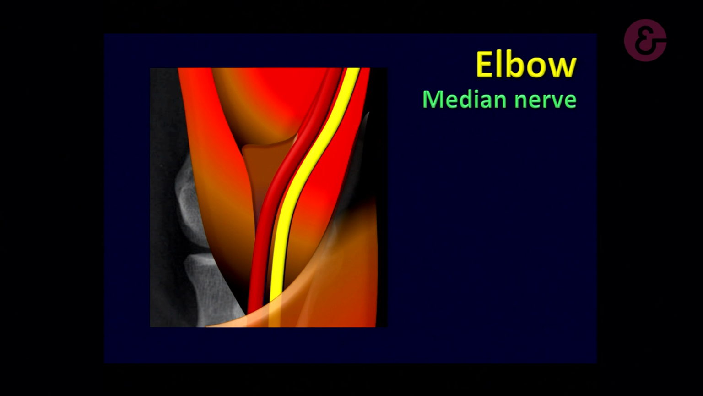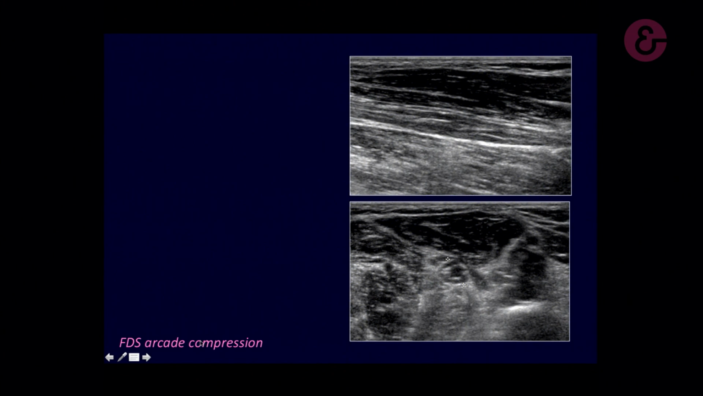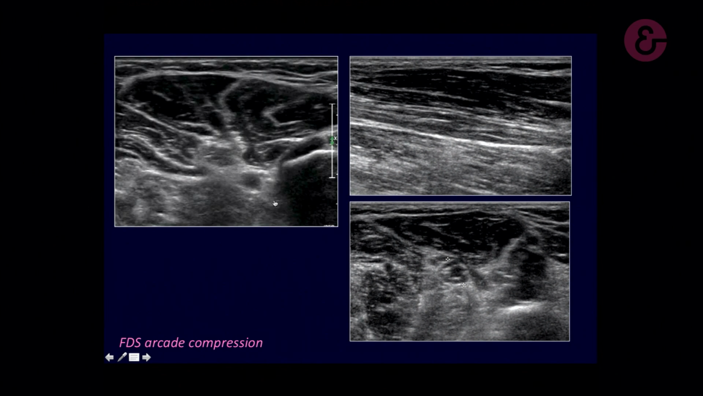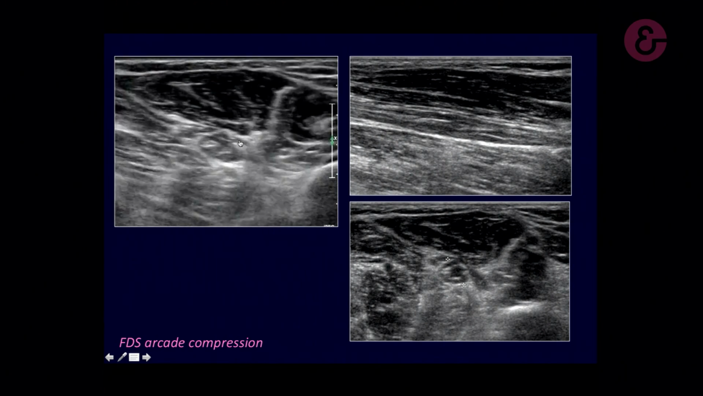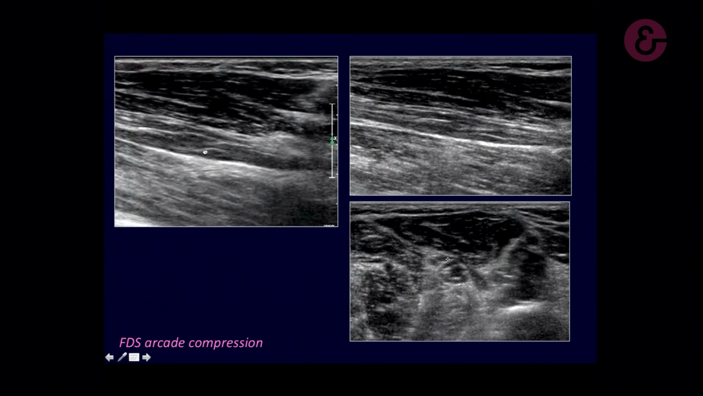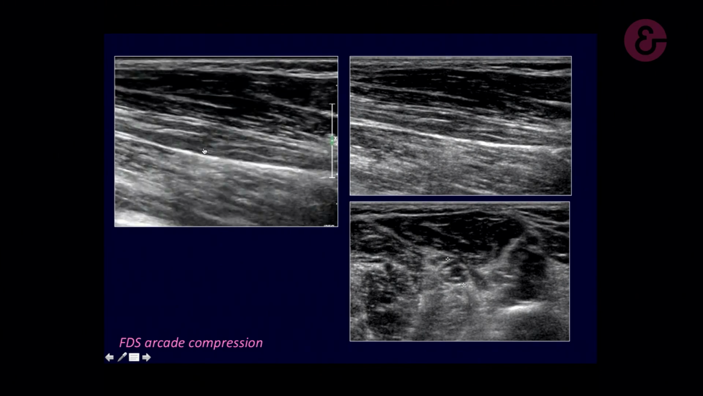The third one is the sublimis, the fibrous arcade of the flexor digitorum superficialis. Compared to carpal tunnel syndrome, compression of the median nerve is exceptionally rare at this level. I show just one case, a compression in the flexor digitorum superficialis arcade. You can see on the longitudinal and on the axial image the normal median nerve, swollen nerve, and normal median nerve. If I move on the axial, this is the nerve. I move distally, a swollen nerve over there, and then I move on longitudinal, which corresponds exactly to the image on the right.